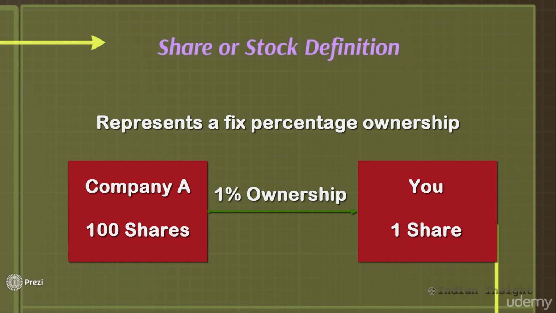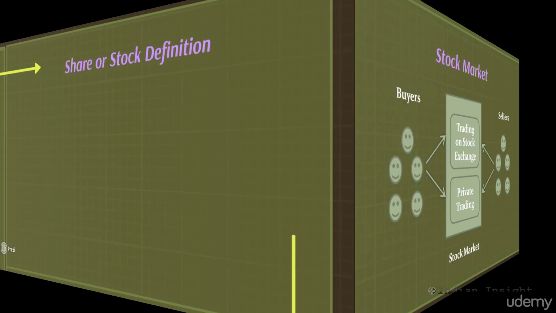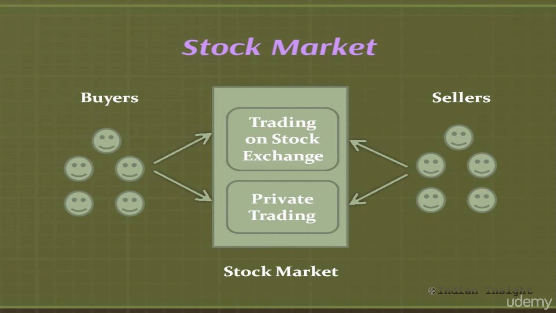So now, having defined what is a stock or a share, next we are going to see what is a stock market. Now, a stock market is a marketplace for stocks where willing buyers and sellers of stocks come together to trade with each other. This trading may happen either on a stock exchange where the exchange manages the risk of trading in various stocks, or this trading may happen privately between two willing parties. A stock exchange is essentially a platform where buyers and sellers transact in any security.